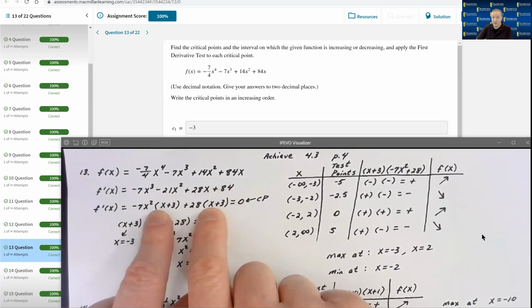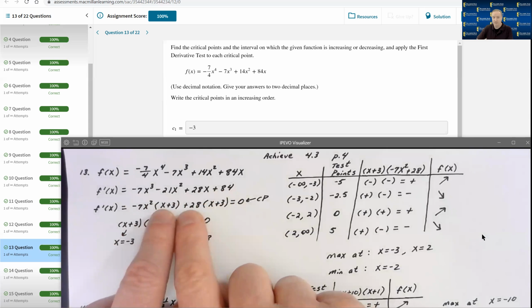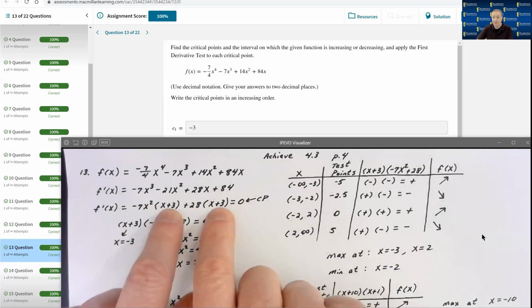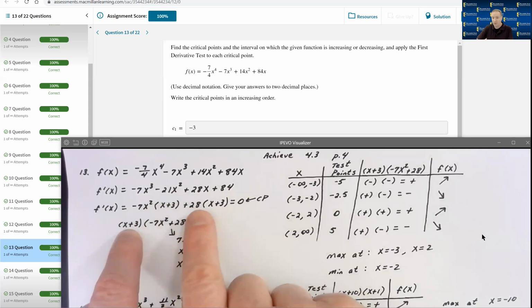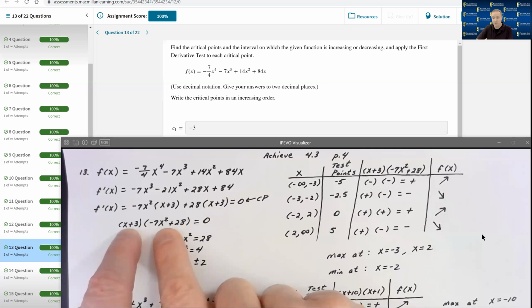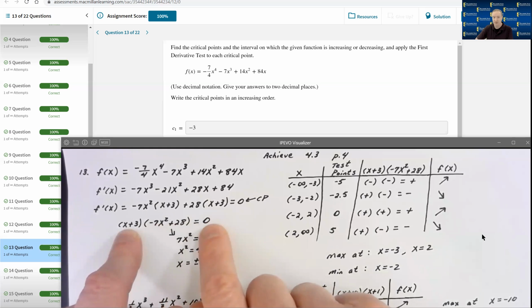Now, using the factoring by grouping technique, both terms have the common factor of x plus 3, multiplied by what's left over, which is the factor of negative 7x squared plus 28. I could further factor that second term, but I don't need to. I can go ahead and set it equal to 0 now.